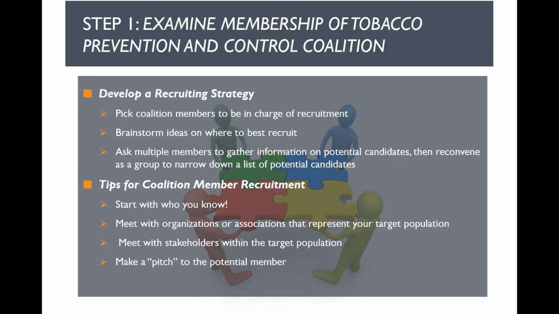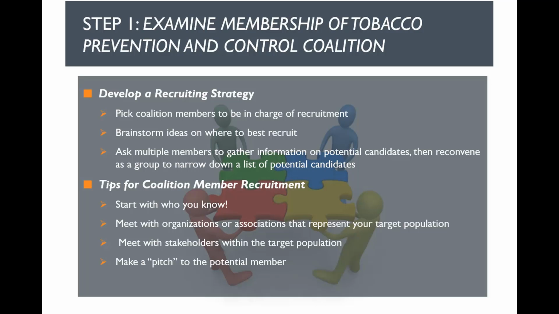Next, meet with organizations or associations that represent your target population. Whether it's a civic organization, a business association, or a nonprofit who serves the target population, these types of entities can offer valuable feedback on who may be the right person to serve your coalition. Often, the best candidate may emerge from either meeting informally with members of these groups or by formally presenting information about the coalition and its recruitment efforts during a regularly scheduled meeting.